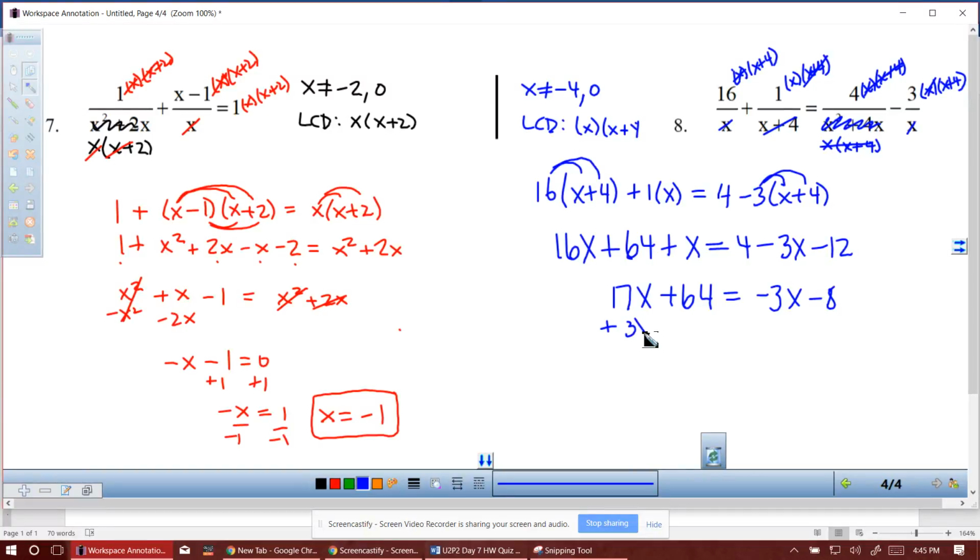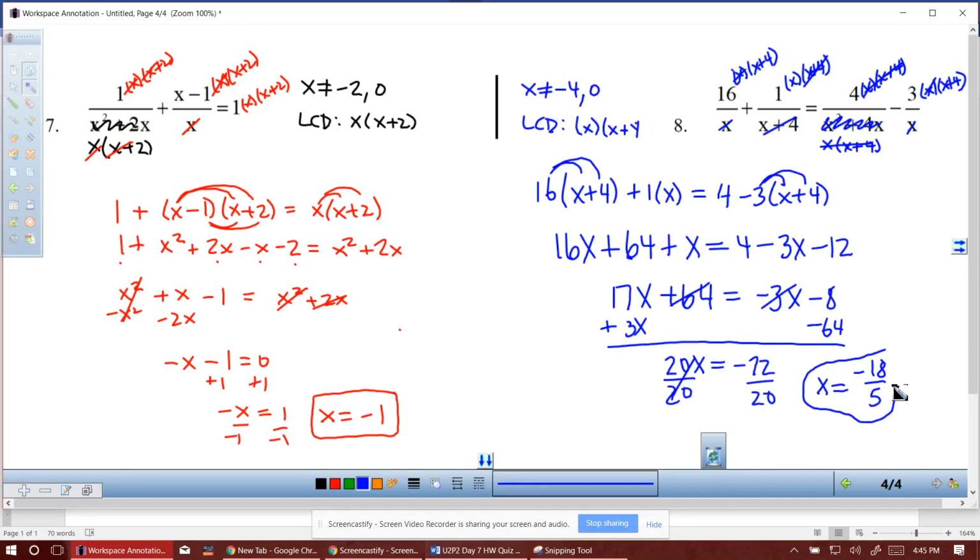I'll add the 3x, that will move it. I'll subtract the 64, that will move it. I'll have 20x is equal to negative 72. I'll divide by 20. And I'll be left with x equals negative 18 over 5. Also not equal to negative 4 or 0, so we're good.